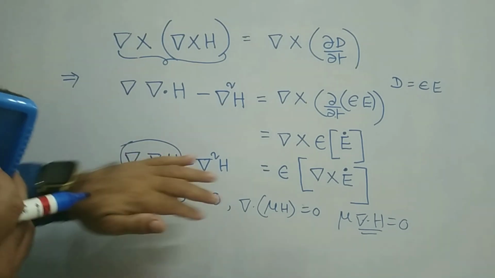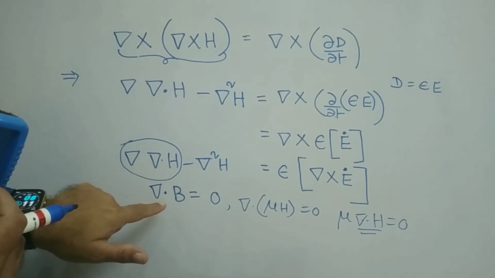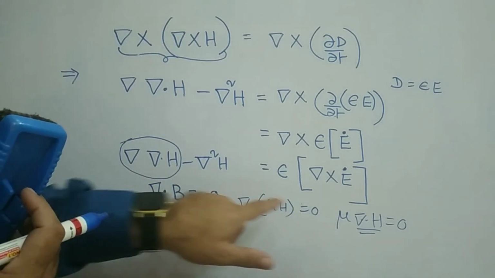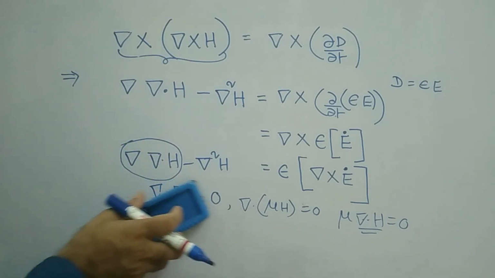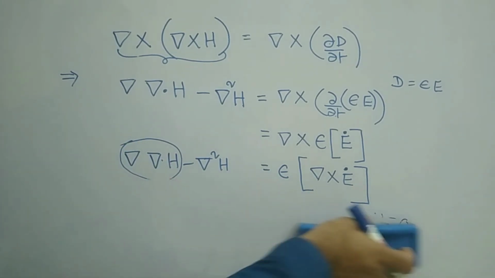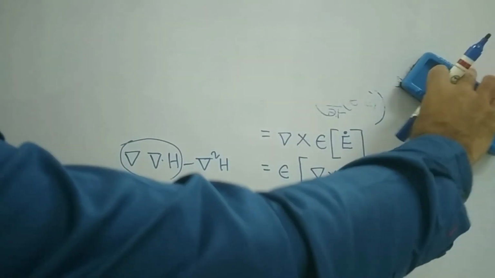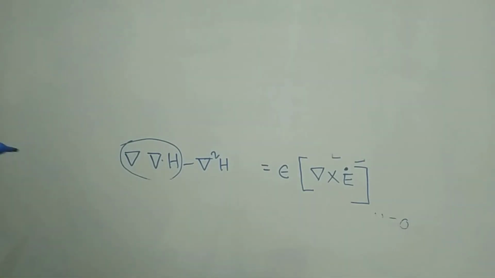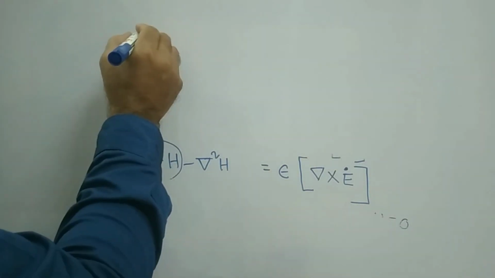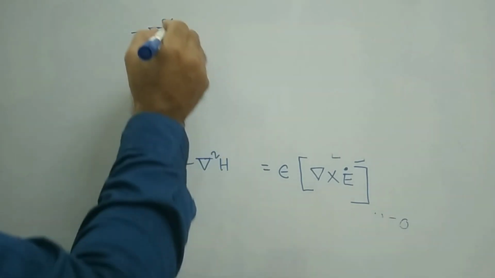Therefore, what you will get on the left side, this becomes 0, because from the fourth Maxwell's equation, you can get del·H equal to 0. Therefore, in the next expression, I will write here, you will get like this. So this part becomes 0.